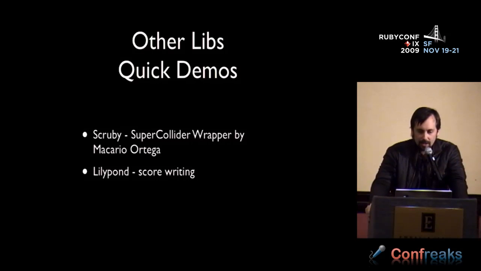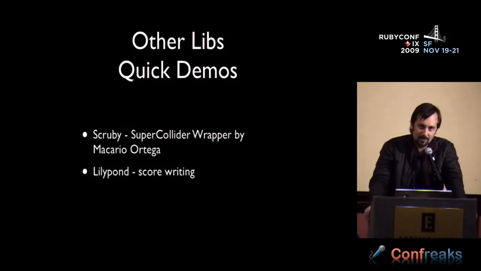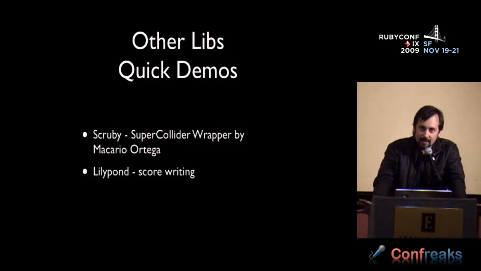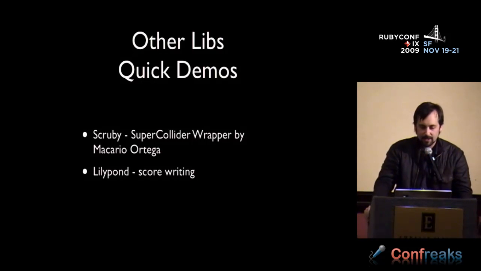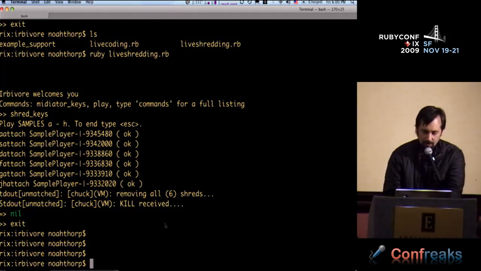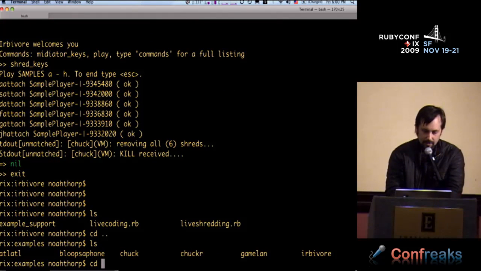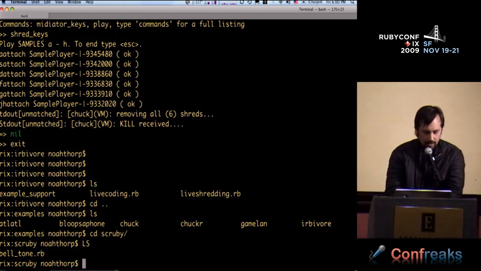So, other libraries and quick demos. I've given a certain amount of love to Chuck, and I should give a lot of love to SuperCollider because it's a really amazing language. It has things like list comprehensions and currying, and it's fantastic, with a client-server model. It's really good. So I'm just going to do a really quick demo. There's a library called Scrooby, which is a SuperCollider library. Let's see, where is it? There it is. So this is Scrooby.